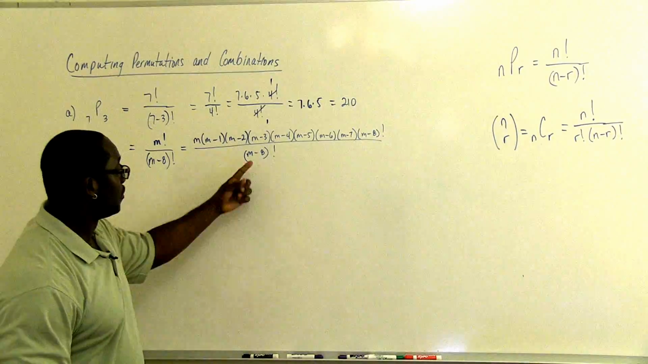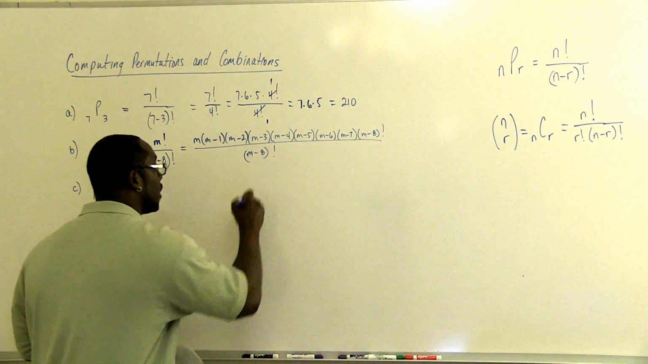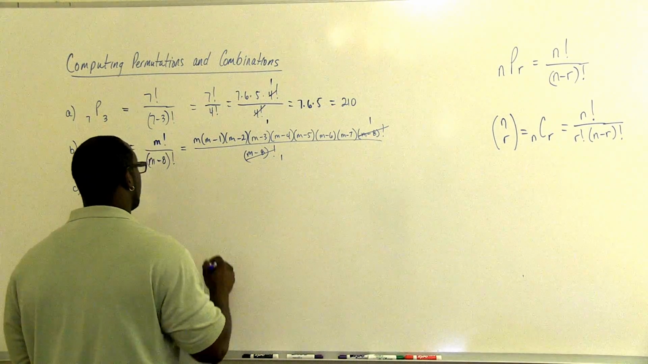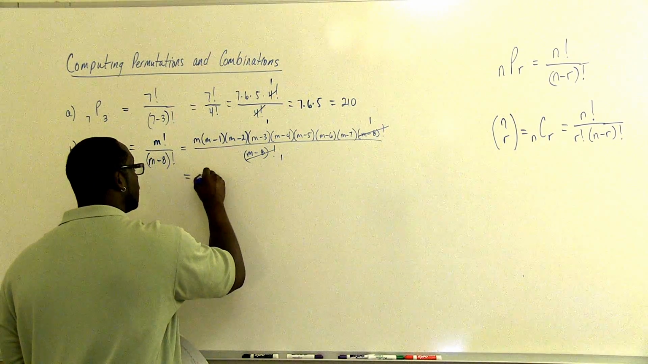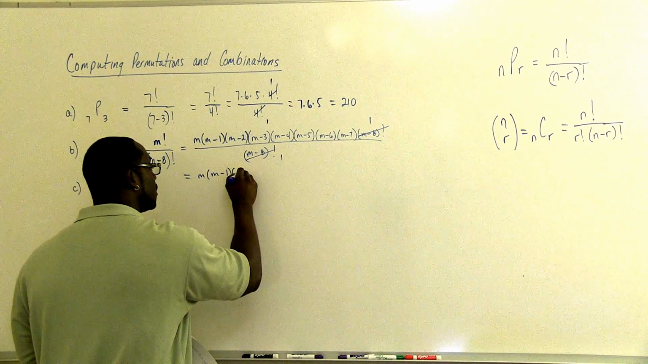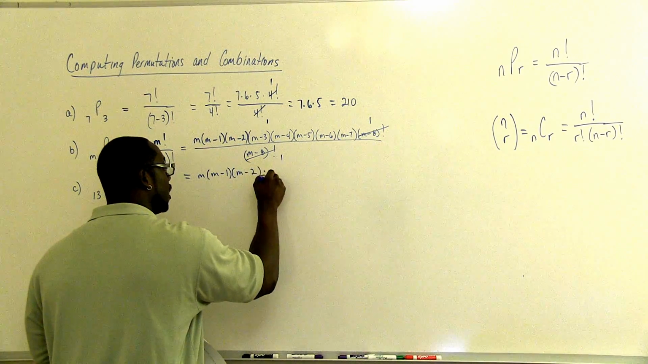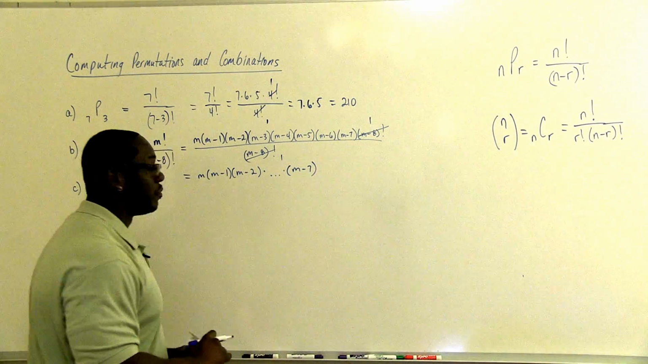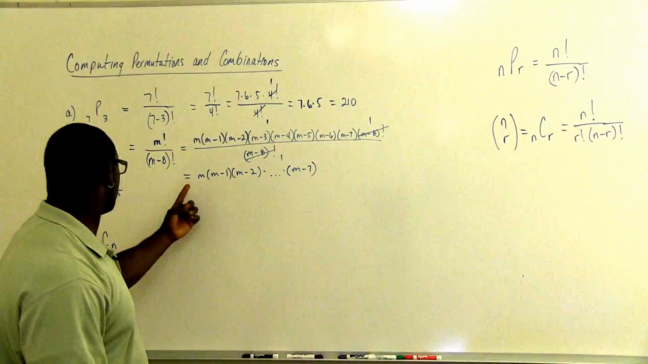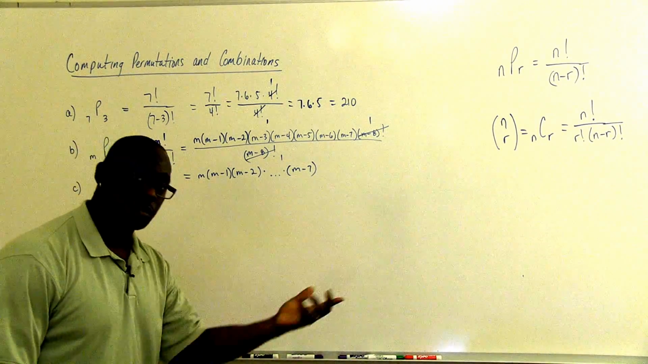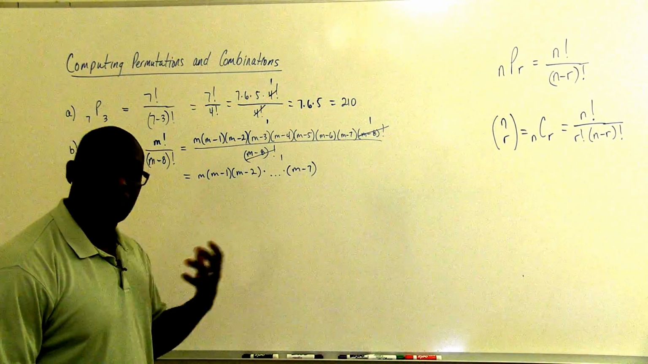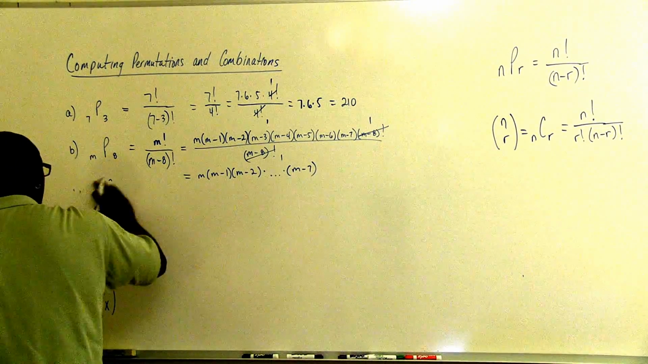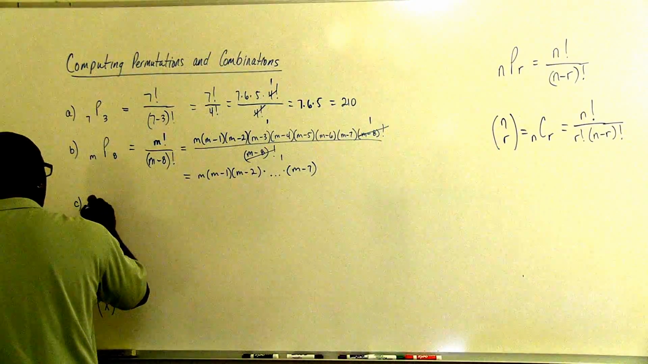Now the m minus 8 factorials reduce to 1, and so our final answer is just m times m minus 1 times m minus 2, and we keep on going all the way until we get to m minus 7. Of course, if we knew exactly what m is, we would just plug in that number for m and then calculate. All right, so for our next example, I'm going to move this down some.